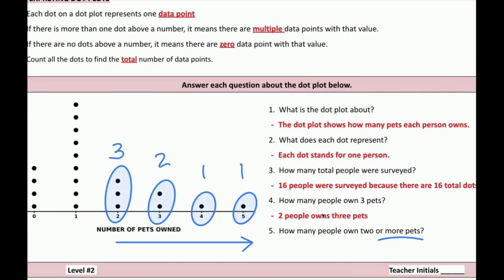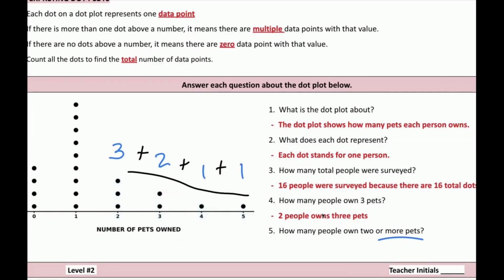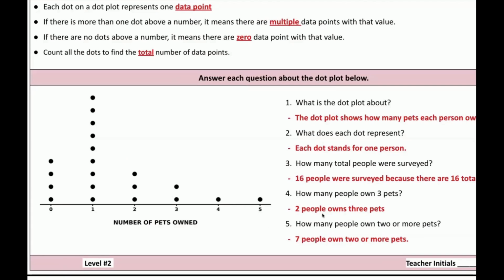So we can just add them together. 3 plus 2 plus 1 plus 1 is 7. So 7 total people own 3 or more pets. Oh, sorry, own 2 or more pets. Make sure you have this down. Once you finish this page, check in with your teacher to get additional feedback.